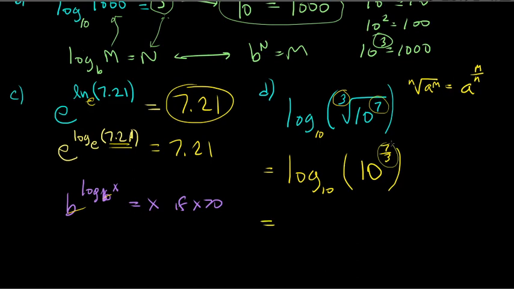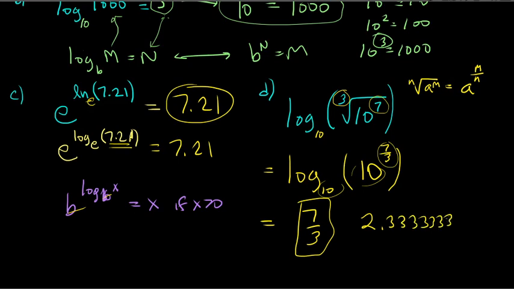And now this 10 and this 10 cancel because this is the exponential 10, this is logarithm 10, so you should just get 7 over 3. And your calculator will tell you the same thing. Well, your calculator will say 2.333333, but you know how to convert that to a fraction. It's 2 1/3 or 7 over 3. At least I hope you know how to convert that to a fraction.